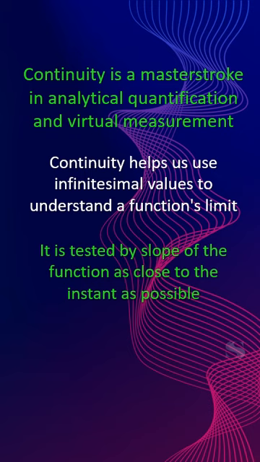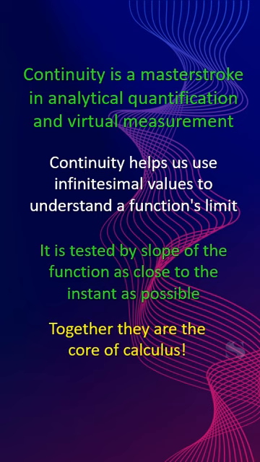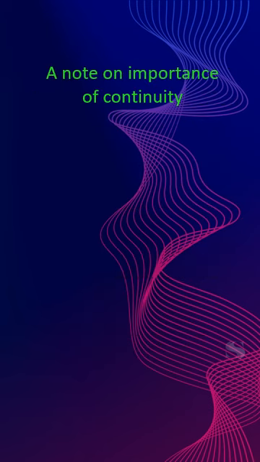Any detected sharp variation in the slope around the instant declares a lack of continuity at that point. And that would mean the limit of the function at that instant is not same as the limit of the function just before and after the instant. Thus, the rate of change computed at that instant will also not be constant around the instant. That rate cannot be taken to be solely duly valid at that instant. Together, they are the force that is calculus. The importance of continuity. A note.